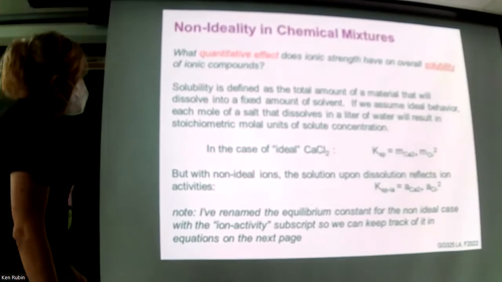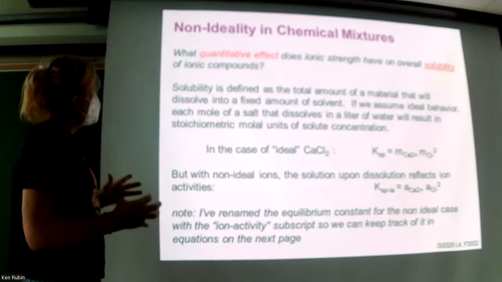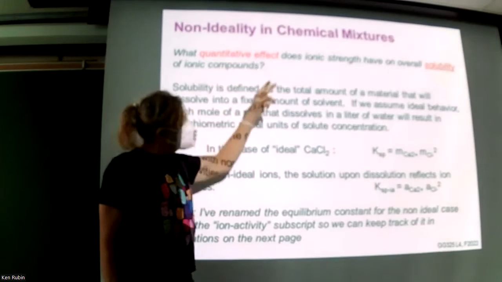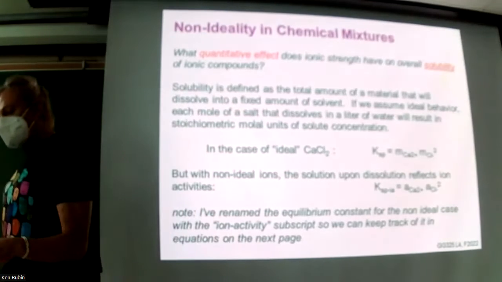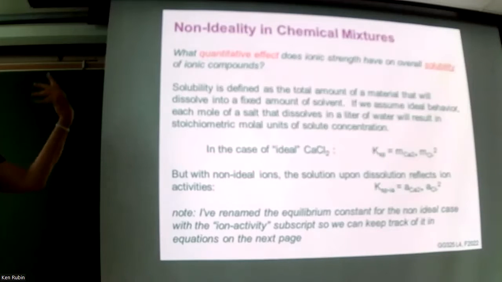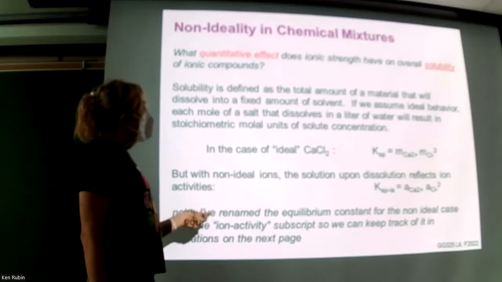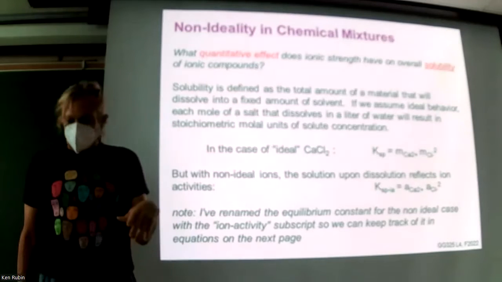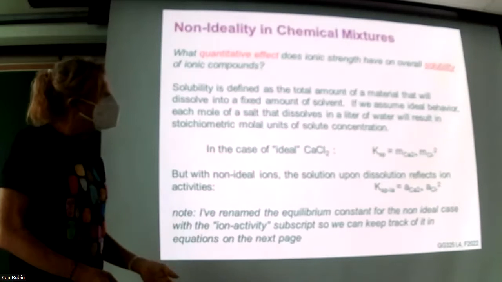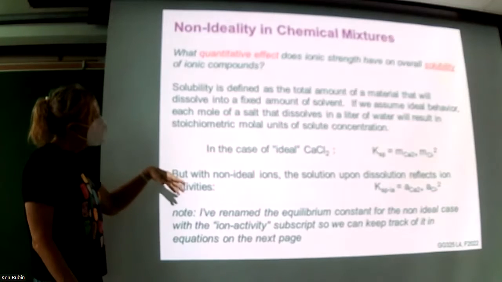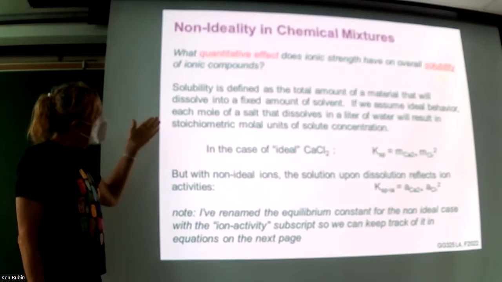So then you could say, well, okay, what quantitative effect does ionic strength have on overall solubility? Solubility is just a measure of the moles of something we can stick into a volume of water, for instance, the moles per liter. A high solubility chemical is when we can put a lot of stuff in solution. A low solubility chemical is when we can't put very much.